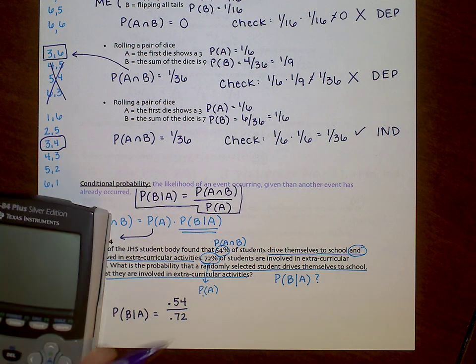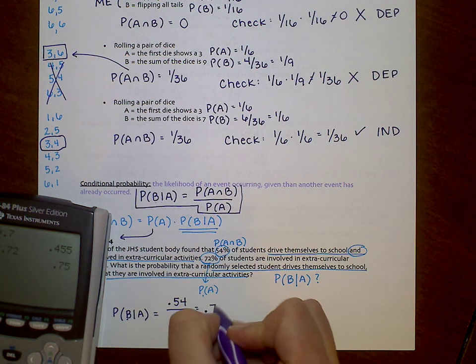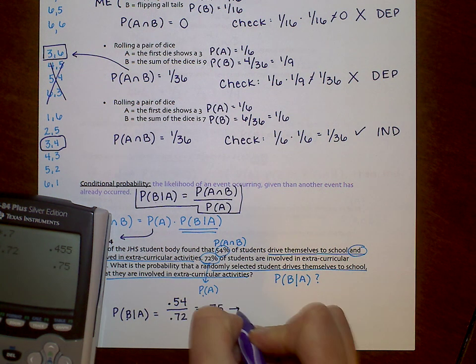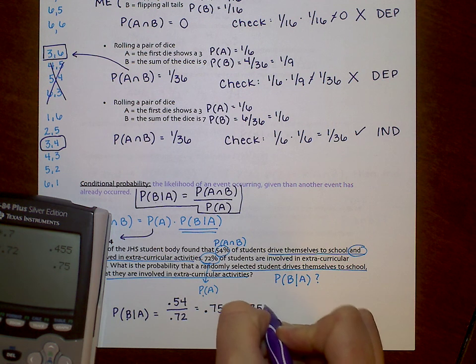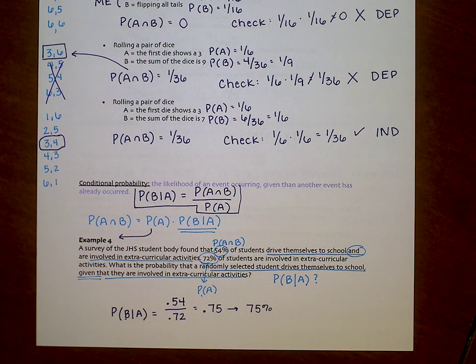And so I'm just going to divide these two, 0.54 divided by 0.72, and I end up with 75%. So if I restrict my student body to only the students who are involved in extracurriculars, and I ask, all right, how many of you drive yourselves to school? 75% of them would answer yes to that.